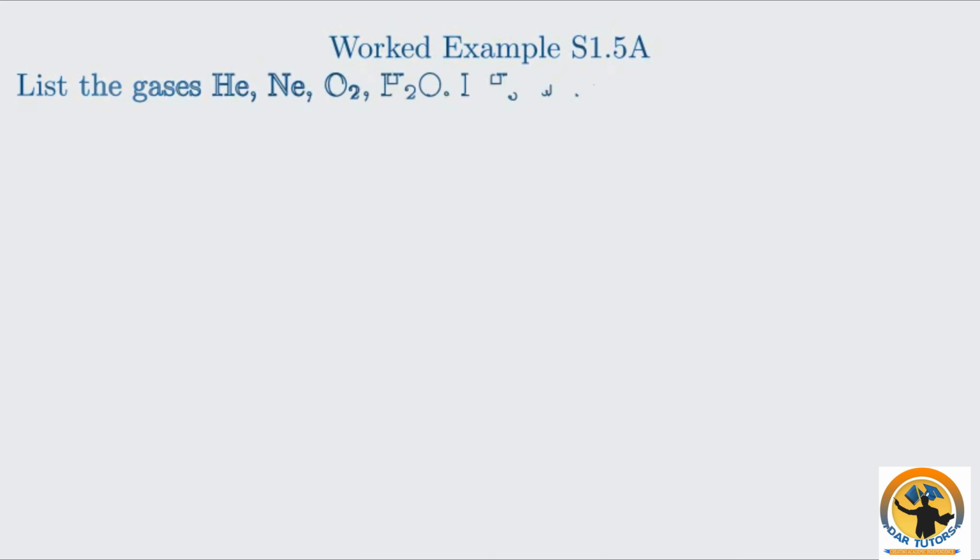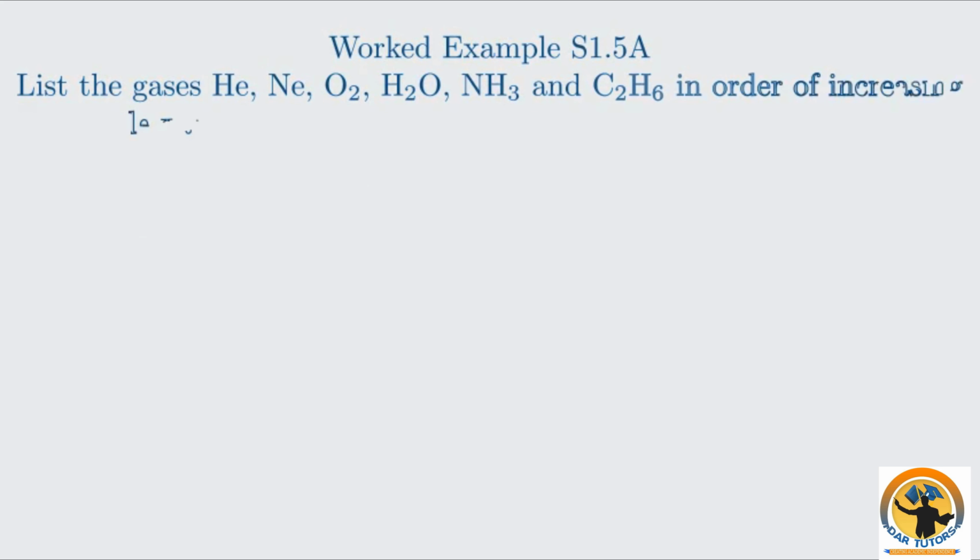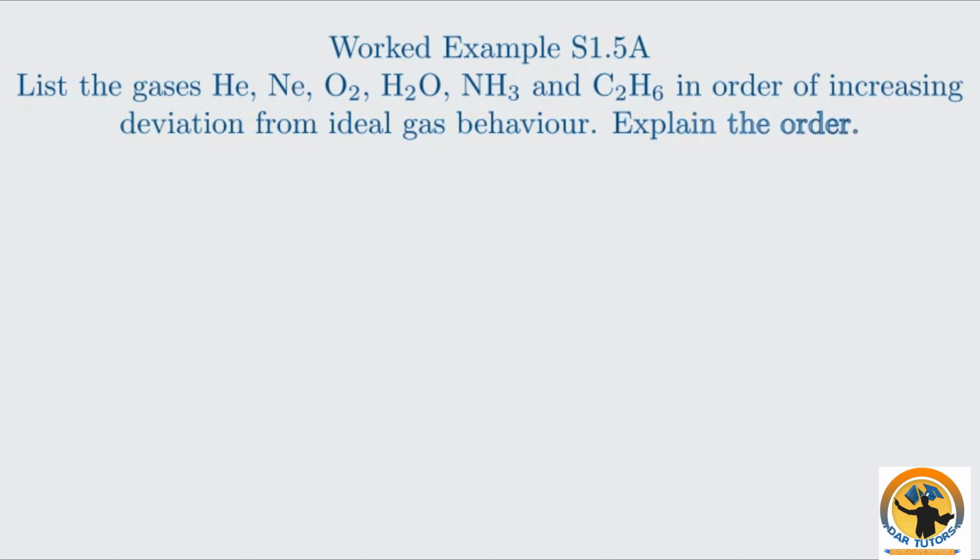Let's work through an example. Consider the gases: helium, neon, oxygen, water, ammonia, and ethane. We need to list them in order of increasing deviation from ideal gas behavior. We will order them from weakest to strongest intermolecular forces. The weakest are the noble gases.